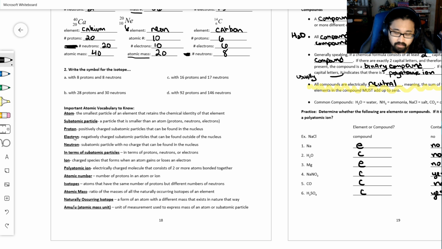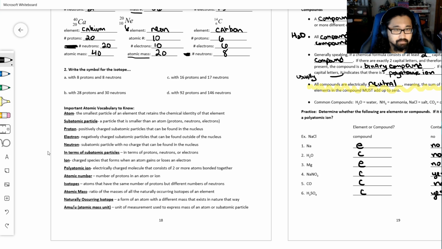They're in the nucleus. They're positively charged. They have a mass of 1. Right? Neutrons in the nucleus, neutral, have a mass of 1. Electrons outside the nucleus, negative, have a mass of 0.